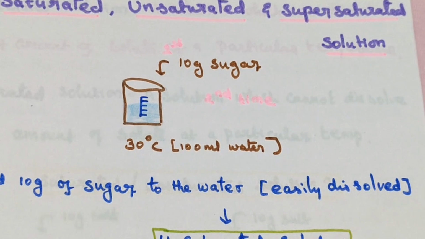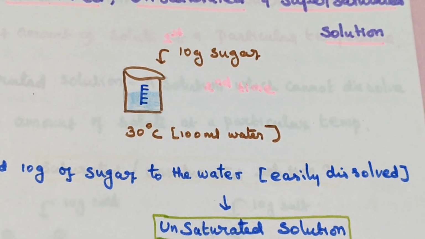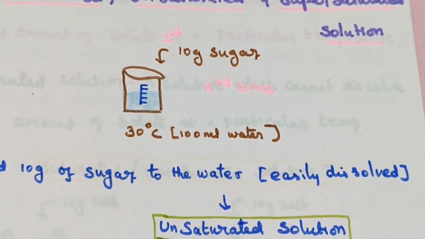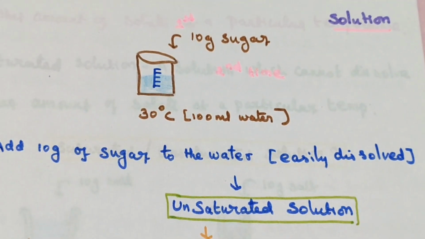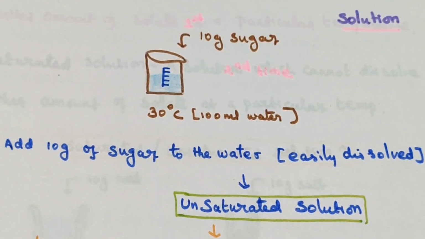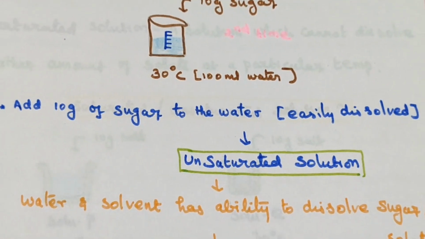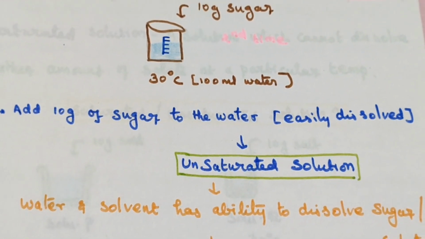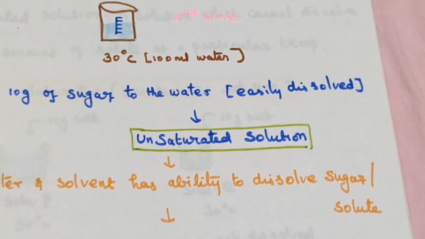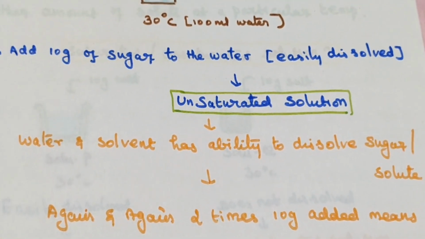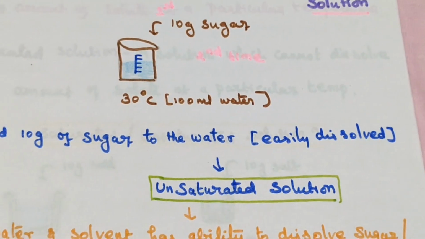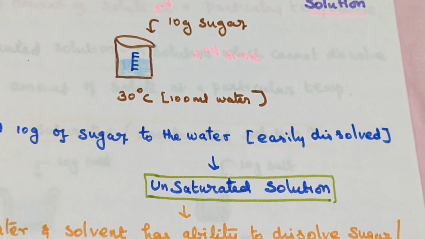We know that 100 gram of sugar is easily dissolved in 100 ml of water. We call this solution of sugar and water an unsaturated solution. It is because water, the solvent, has the ability to dissolve sugar, the solute. Now consider that we add 100 gram more sugar to the solution.